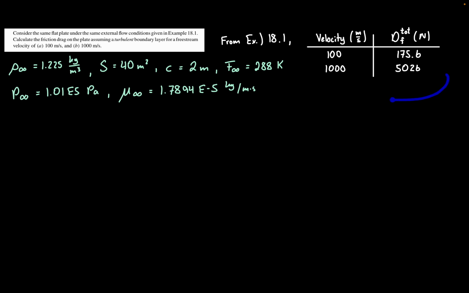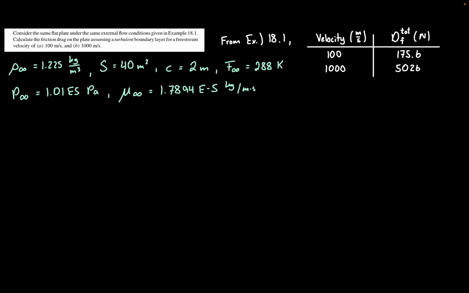So up in the top right corner here, we can see a velocity of 100 meters per second for a laminar boundary layer gave about 175.6 newtons of friction drag. Now, for a velocity of 1,000 meters per second, so definitely creeping up way beyond that incompressible point of Mach 0.3, we had a drag of about 5,026 newtons.